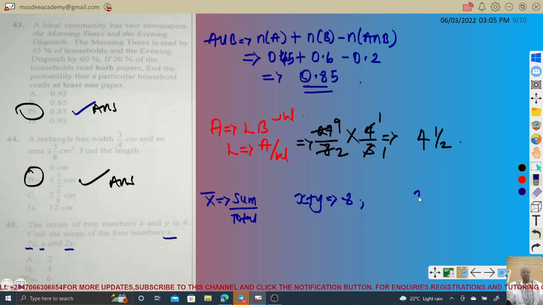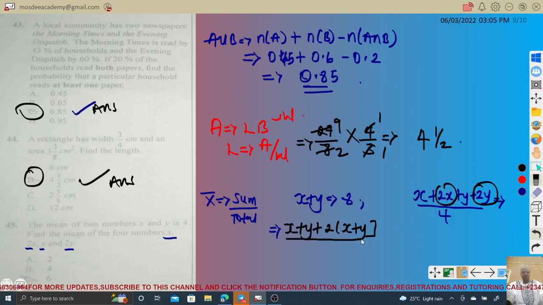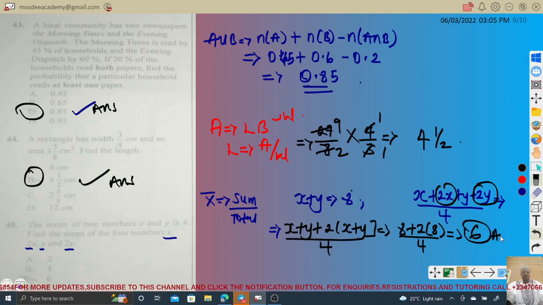The sum is x plus 2x, adding all the numbers, plus y plus 2y. That's the sum. Then there are 4 numbers. I need their mean, so it will be the sum of the numbers over 4. Now I can rearrange this: x plus y plus 2 into brackets x plus y. I hope you understand, because I only factorize 2x plus 2y. So over 4. x plus y is 8, plus 2 times 8 again, over 4. 16 plus 8 is 24 over 4, which will give me 6, and that is the answer to the question.